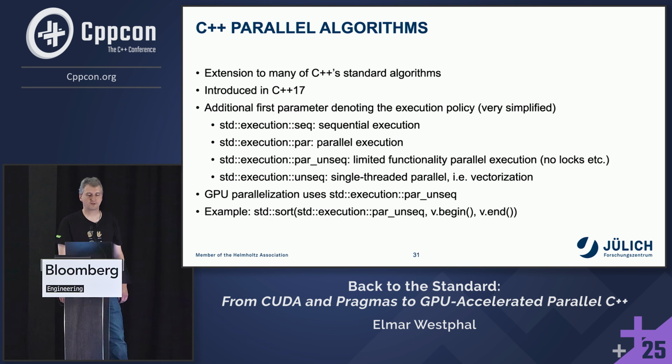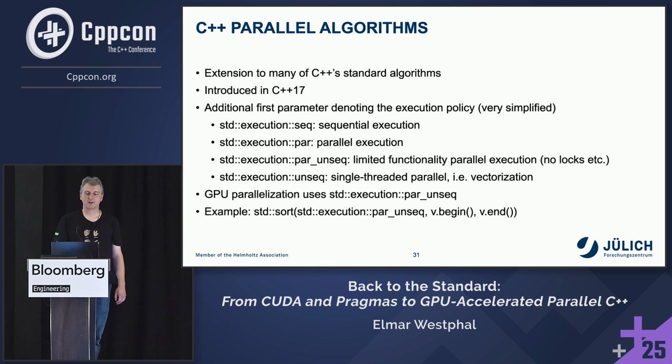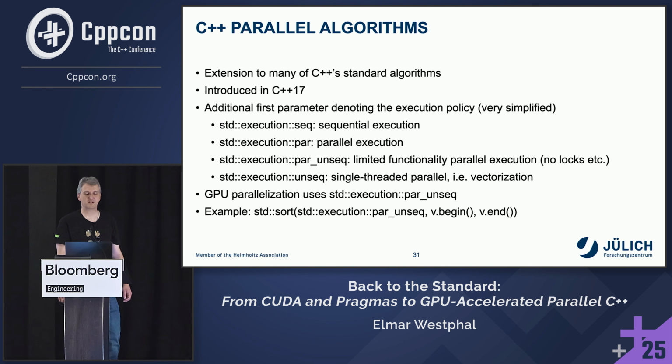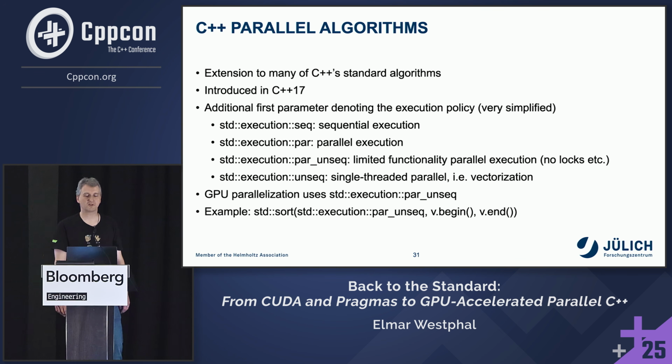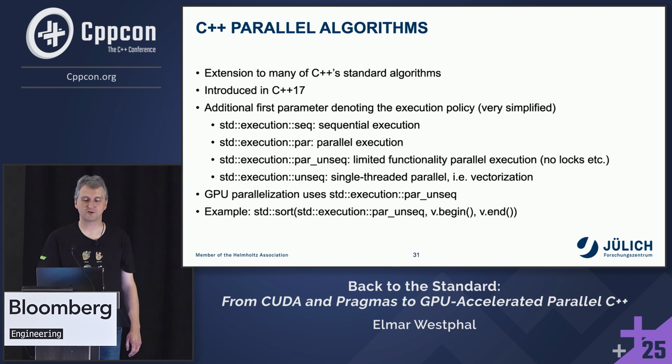So now on to the parallel algorithms that were introduced in C++17. Many of the standard algorithms were extended, they get an extra parameter called the execution policy. And as we've seen in the lightning talk yesterday, the execution policy is best described as something that is allowed for the compiler to do with the code you're trying to execute in that standard algorithm. So sequential execution policy allows exactly that, sequential execution. There are different levels of parallel execution.